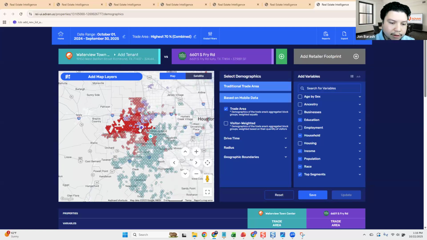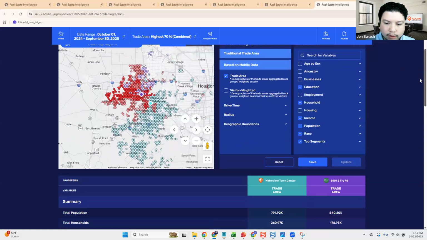You can see here that now that we're focusing on the highest percentage, the trade area is a little bit less contiguous, looks less like a radius, and puts more emphasis on the actual customer who's going there most frequently.